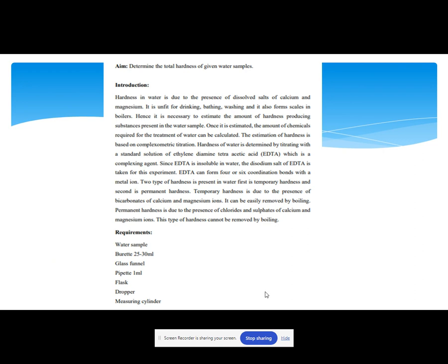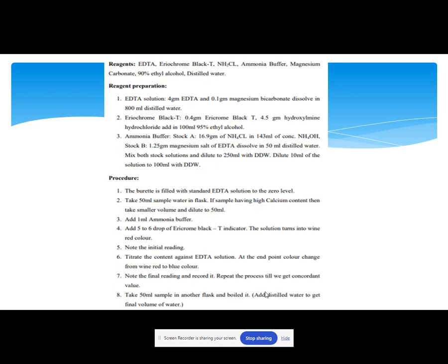We require water sample, burette, pipette, funnel, flask, dropper, measuring cylinder. And reagents, we require EDTA, Eriochrome black T indicator, ammonia buffer of pH 10, and distilled water. In the following manner, we will prepare the different reagents, that is EDTA, Eriochrome black T, ammonia buffer.